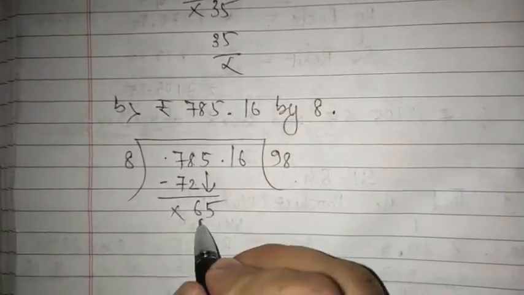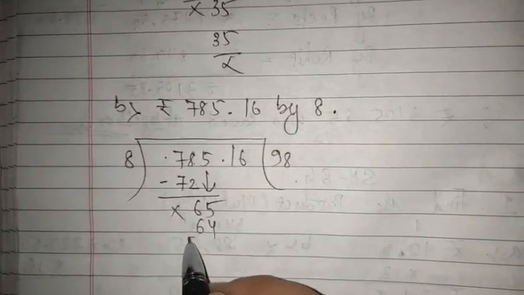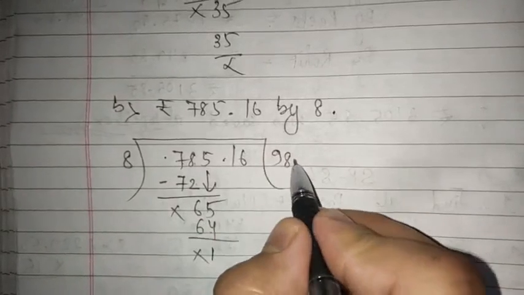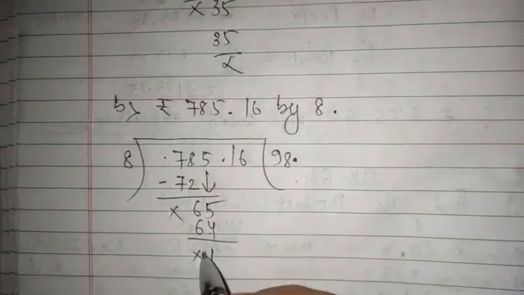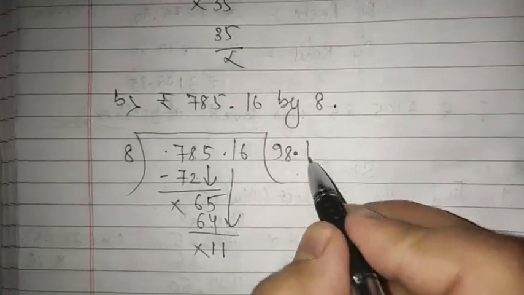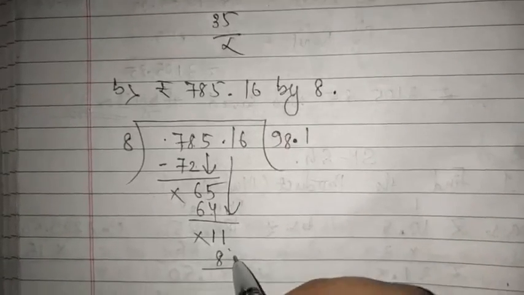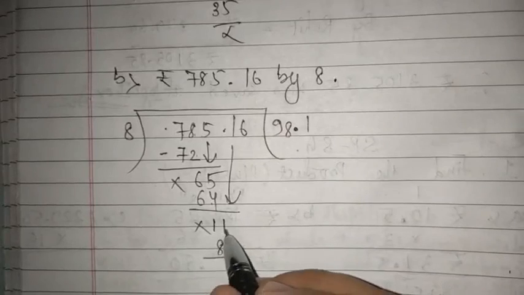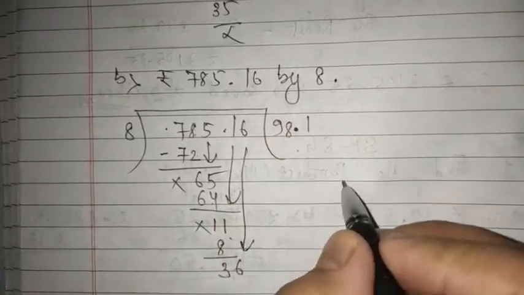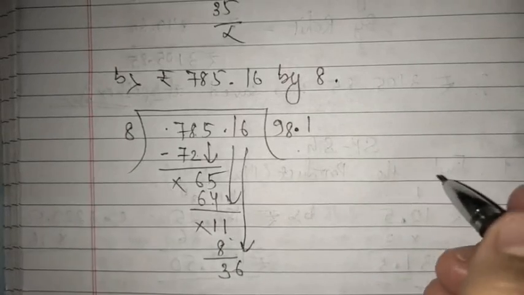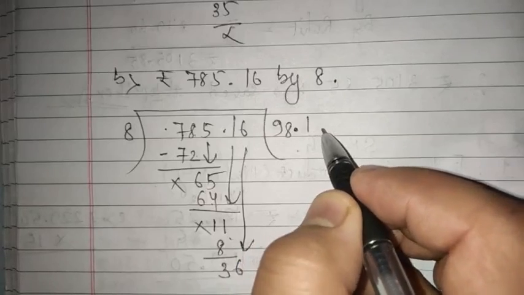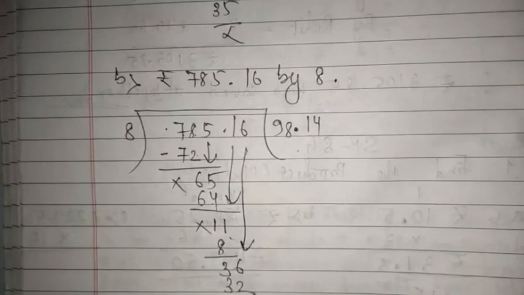8 8s are 64. Now 5 minus 4 is 1. As you are crossing the boundary now, we have to put the decimal here. Then we can cross the boundary. Now 8 1s is 8, possible, because 8 2s is 16, which will be a bigger number. 11 minus 8 is 3. This 6 will come down there. 8 4s are 32, 8 5s are 40. So 8 4s are 32 is the only one possible.